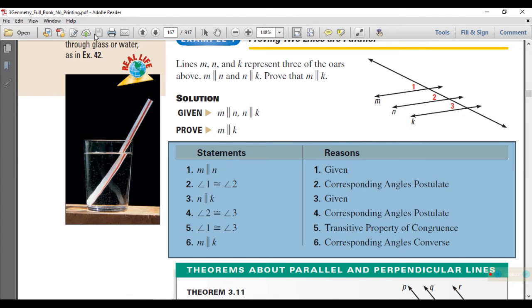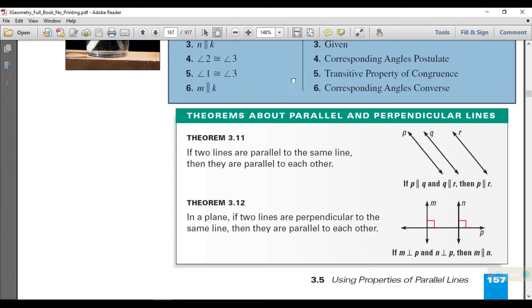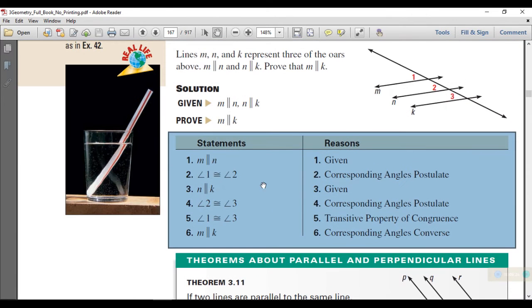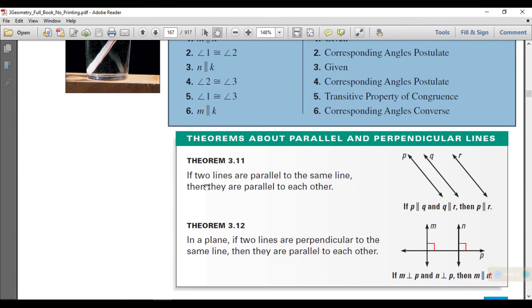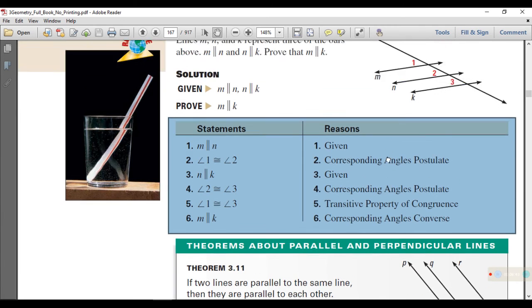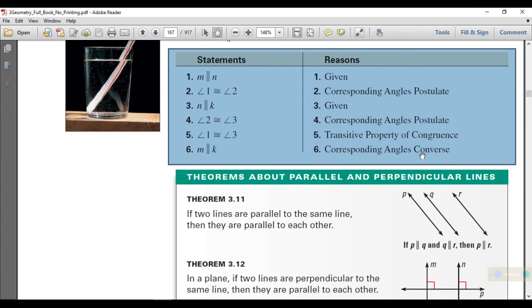Let's continue to the theorems. So, we will introduce 2 new theorems here. So, si theorem 3.11, na-prove na natin siya through this kasi parehas sila ng case. If 2 lines are parallel to the same line, then they are parallel to each other. P is parallel to Q, Q is parallel to R, therefore P is parallel to R. Transitive property of congruence and corresponding angles converse.